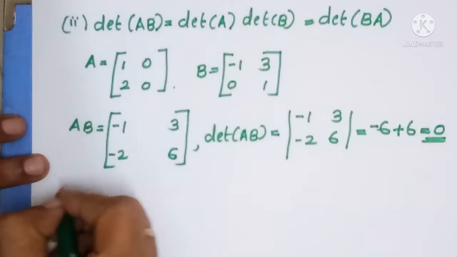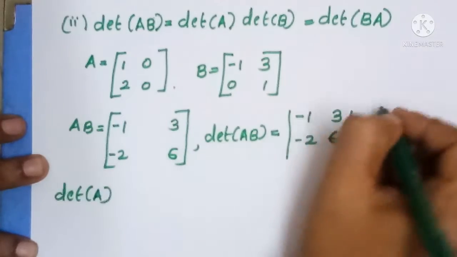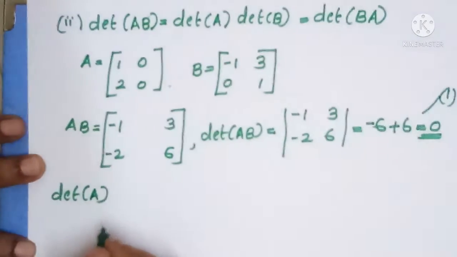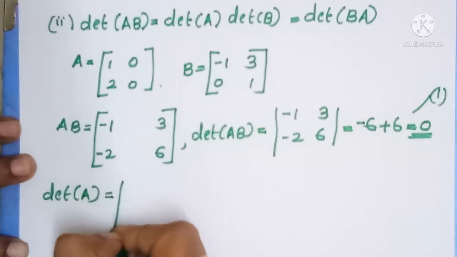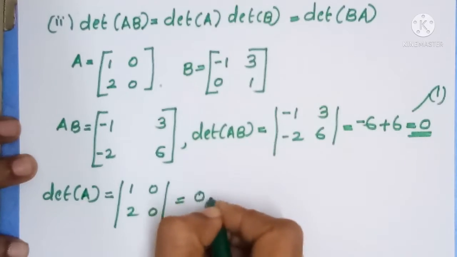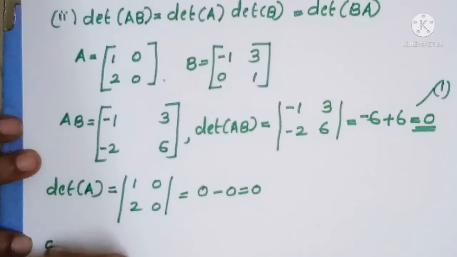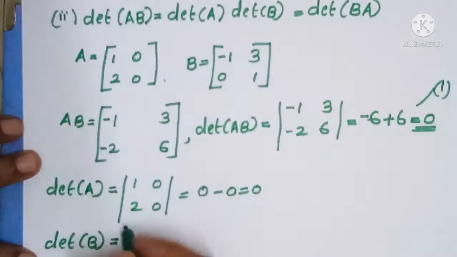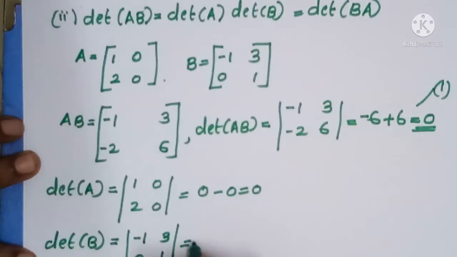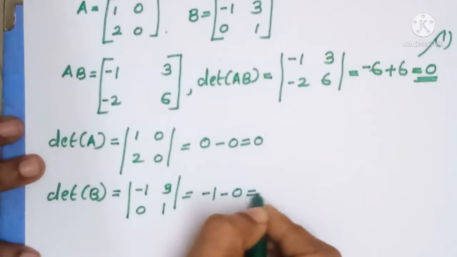Also we can find the determinant of A. Next we can find the determinant of A: 1 0 2 0. 1 into 0 becomes 0, minus 2 into 0 becomes 0. It is also equal to 0. Then what is the determinant of B? Minus 1 3 0 1. Minus 1 into 1 becomes minus 1, minus 0, so minus 1.